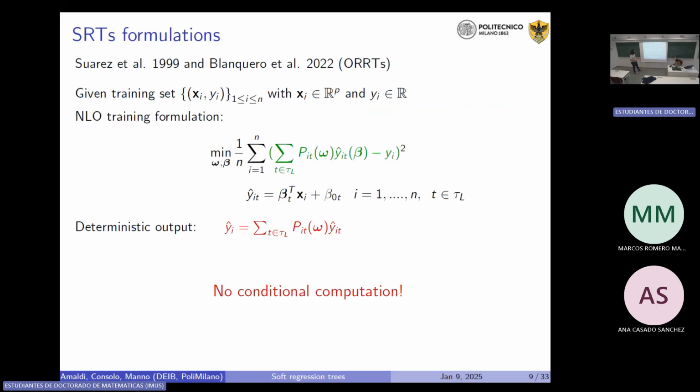To train this type of model, they propose this error function, in which you usually sum over your training set, but the green part is the most important part, in which for each data point you try to minimize the square of the difference between the actual response y_i and the weighted combination of the linear regression predictions. So as I mentioned before, this output is deterministic and does not satisfy conditional computation, because you need the overall tree topology to give you a prediction.